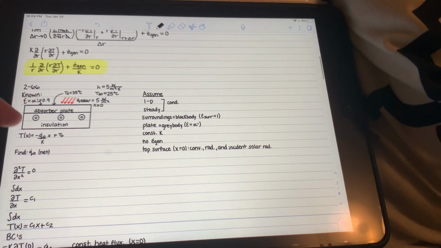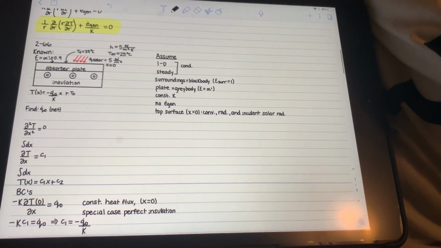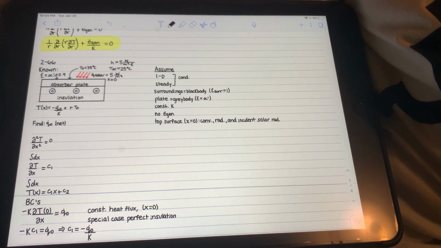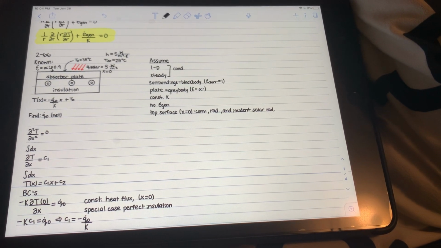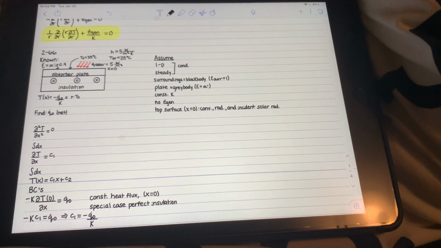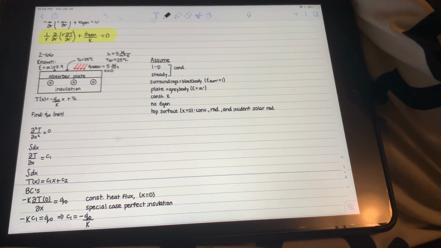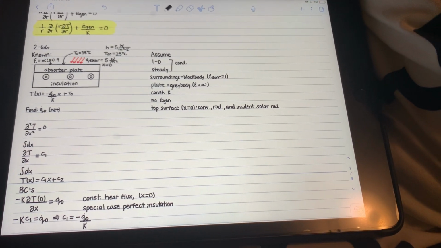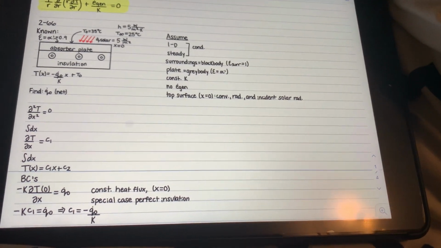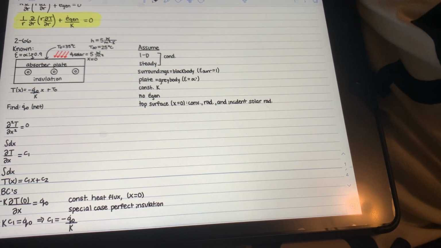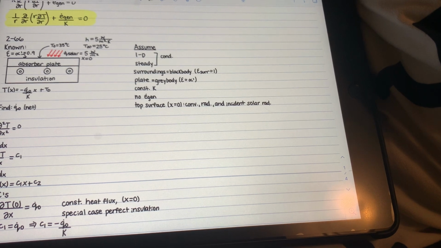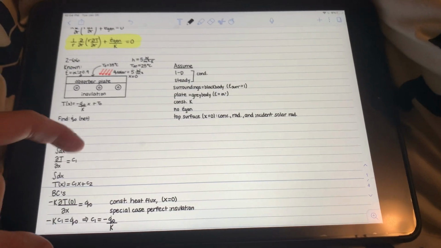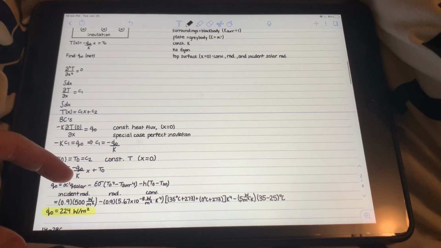For 2-66, it was an absorber plate that had insulation on the bottom, so it gives us all these quantities. So you assume that the conduction is steady and one directional, and then to use the radiation equation, the surroundings are a black body and the plate is a gray body. Again, constant K, but this time there is no E dot gen. And then at the top surface where we're calculating, there's convection, radiation, and incident solar radiation. So we're finding the net heat transfer.